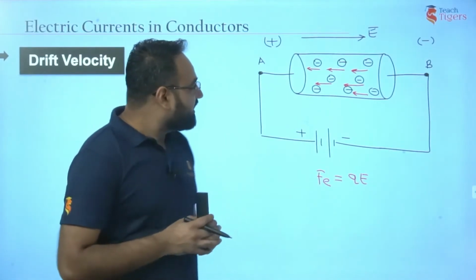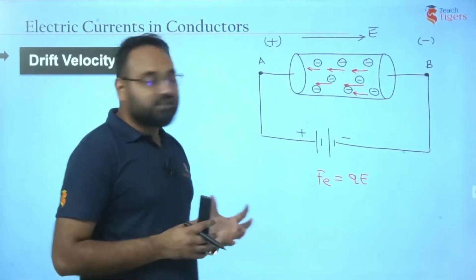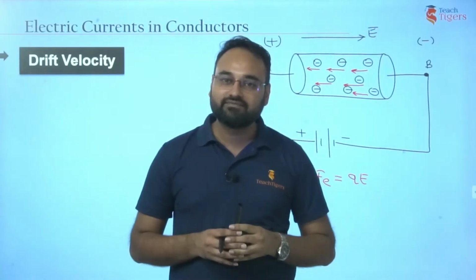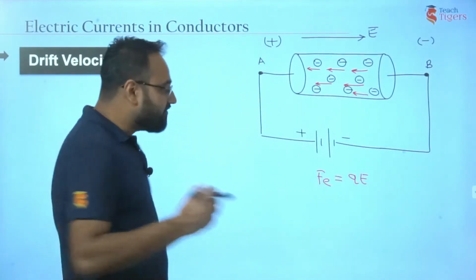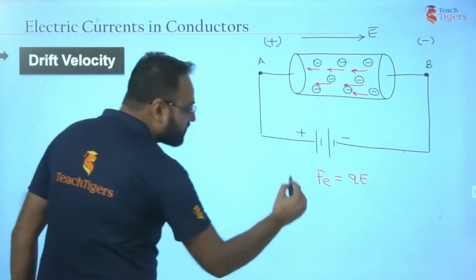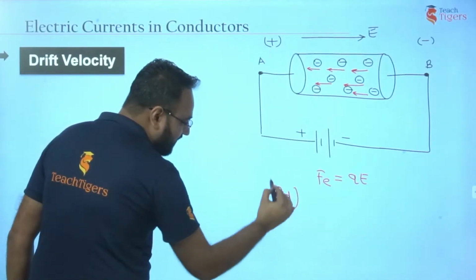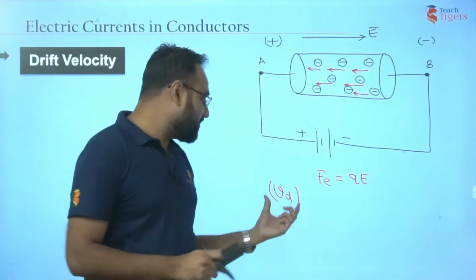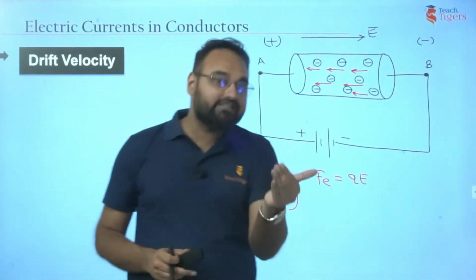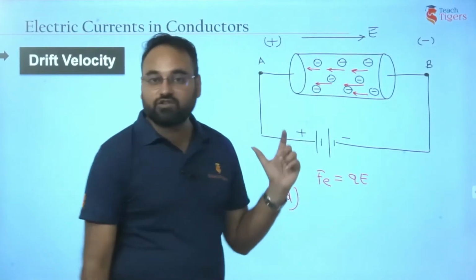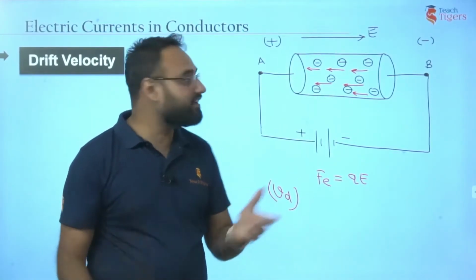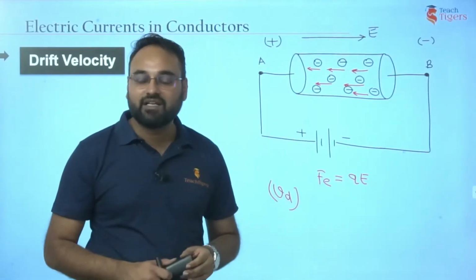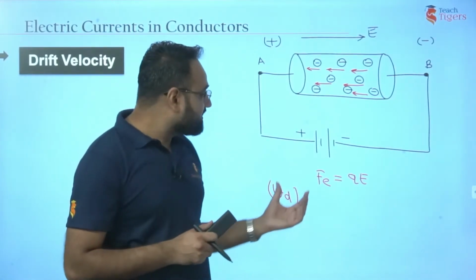Now, if a force is applied on these electrons, for sure they will start moving. The velocity with which these electrons start moving is called drift velocity, represented by Vd. Why did they start moving? Because of the force. How is this force generated? Because of this electric field. And this electric field is generated because of this battery. That means ultimately it is what?